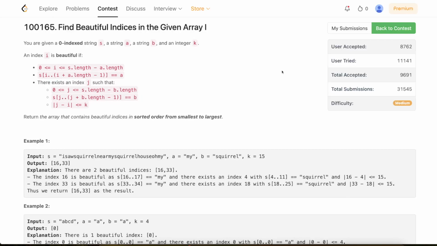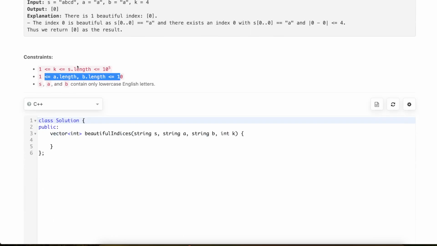Hello everyone, welcome back. In this video, we'll be discussing the second and the fourth problem of today's weekly contest. Find beautiful indices in the given array 1 and find beautiful indices in the given array 2. Both the problems are exactly similar. The only difference lies in the constraint.